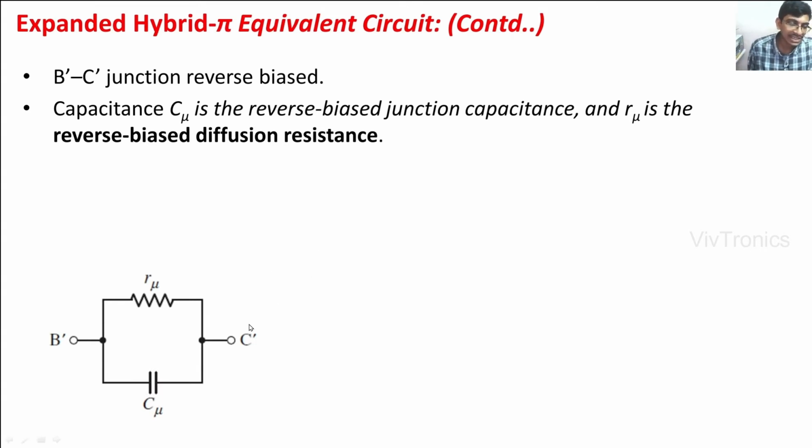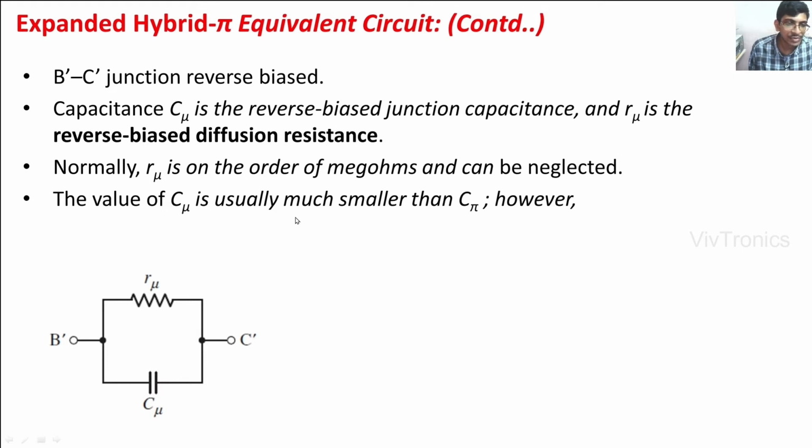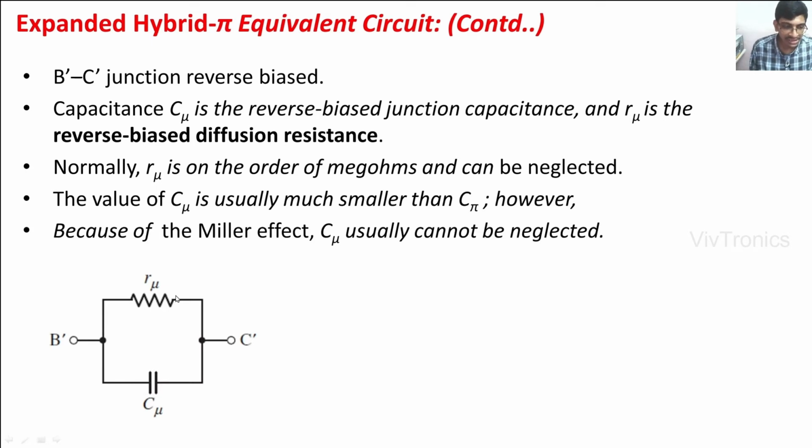But one thing we have to understand here, the C mu value will be very small because the reverse biased junction offers more depletion width. If the width is more, then the capacitance is less. Normally R mu is in the order of mega ohms and can be neglected because the value of R mu is very large. We can represent it with an open circuit, and the C mu value is usually smaller than the C pi. As we have already discussed, we need to show the C mu value in the equivalent circuit because of the Miller effect.